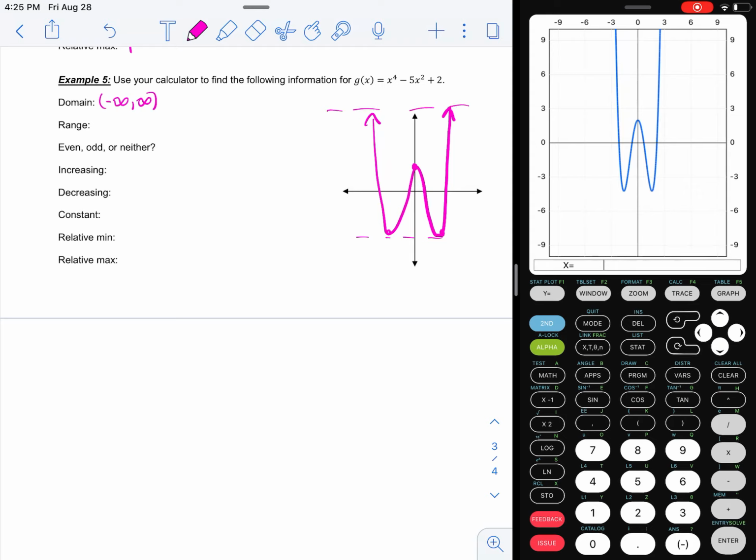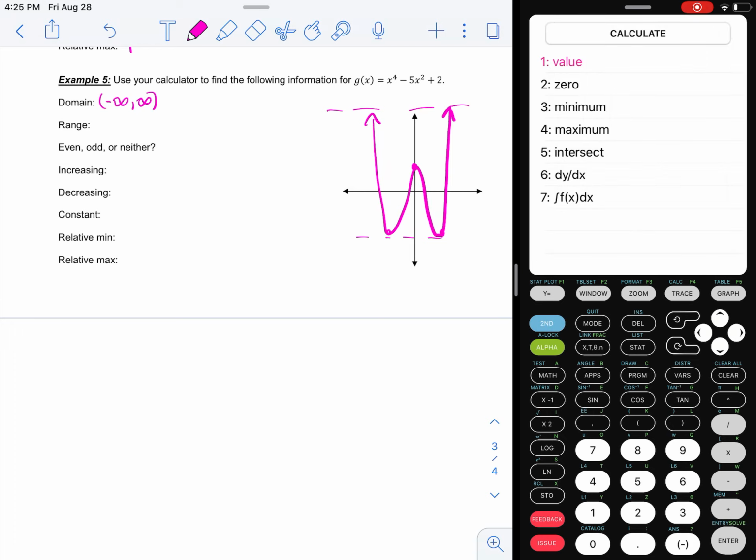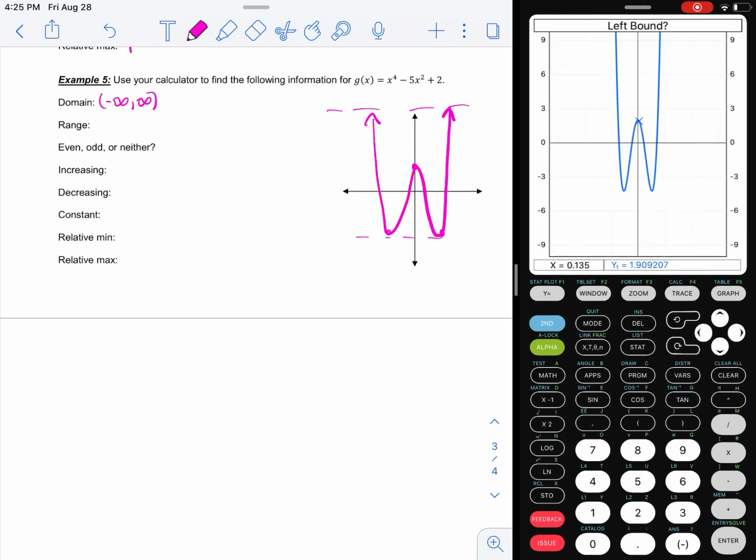So I need to know the lowest the graph goes. So I need to know where those values are right there. So what I'm going to do is hit second trace. Notice there's an option for minimum. That's going to find those minimum points, and we can write down where they're located. So I'm going to hit 3.